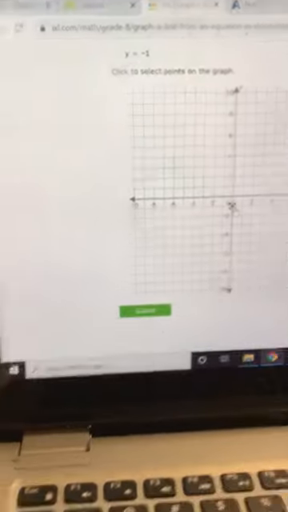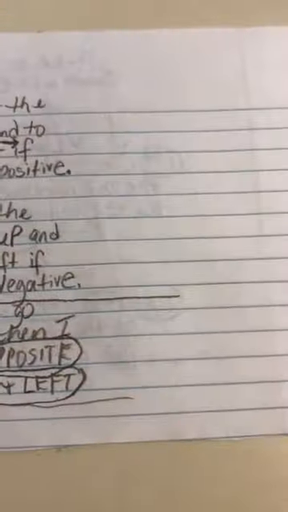Now notice, when I put y equals negative 1 on my paper, so I'm going to put y equals negative 1. When I turn this y upside down, it becomes the letter H. H stands for horizontal. Horizontal goes this way.